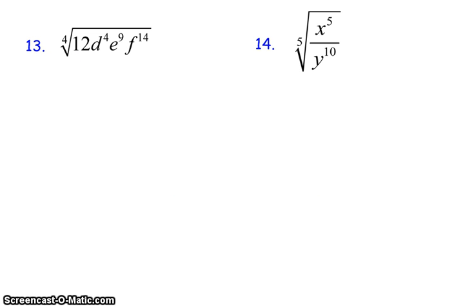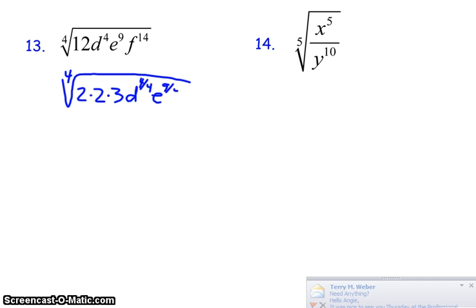So here you can take a look at number 13, where we have the 4th root of 12. Now again, I can go ahead and simplify 12 into 2 times 2 times 3, but there's nothing more that I can do, so I know that's as simplified as possible. D to the 4th, remember this would be like 4 over 4, e to the 9 over 4, and f to the 14 over 4.